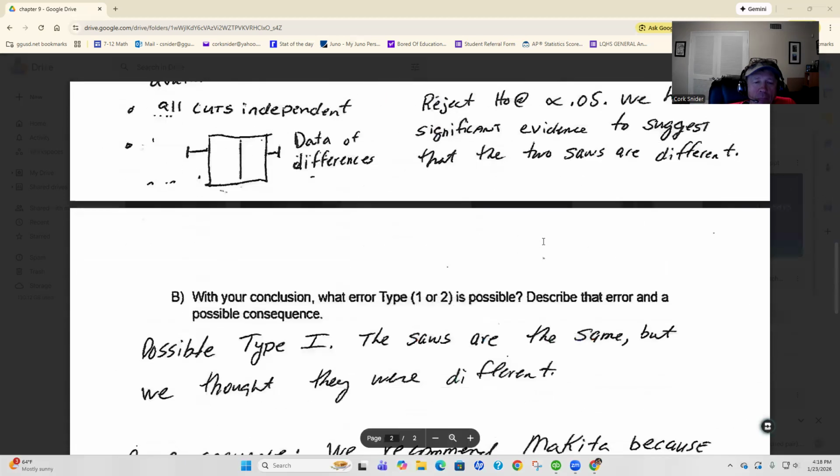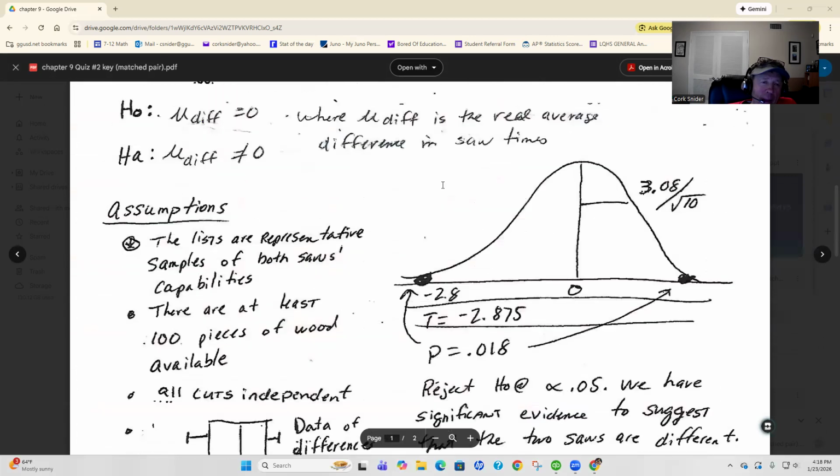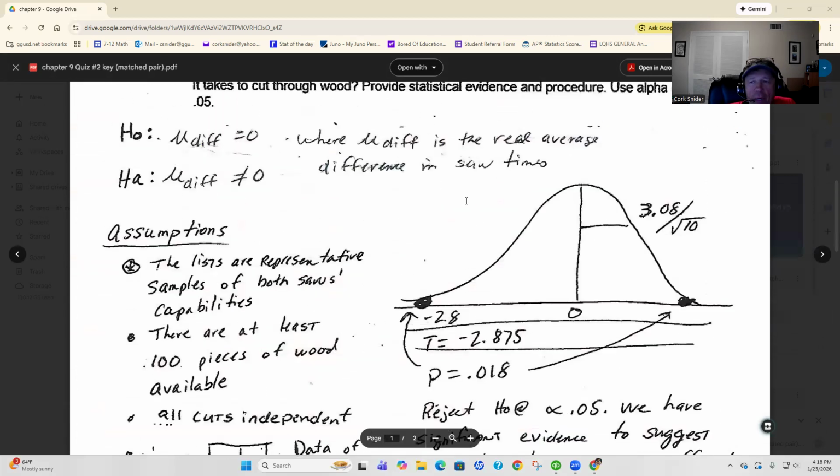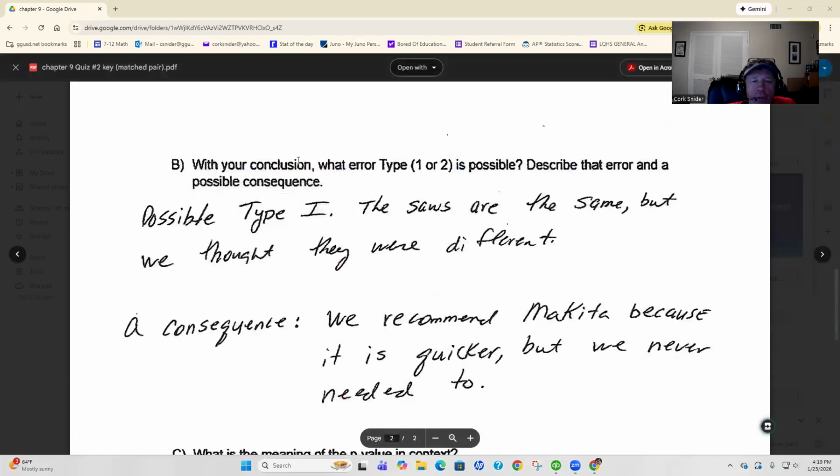All right, now, question B. By the way, on an AP test, that would be a full response. Normally, they wouldn't ask more than that. That's enough to write in 13 minutes if you're writing slow and taking your time and all that kind of stuff. Now, part B. With your conclusion, what error type, one or two, is possible? Describe that error and a possible consequence. Remember, it's a possible consequence because there could be many, many possible consequences.